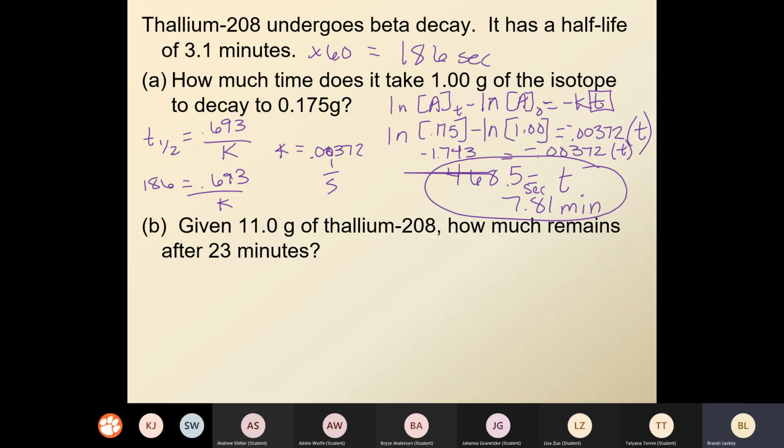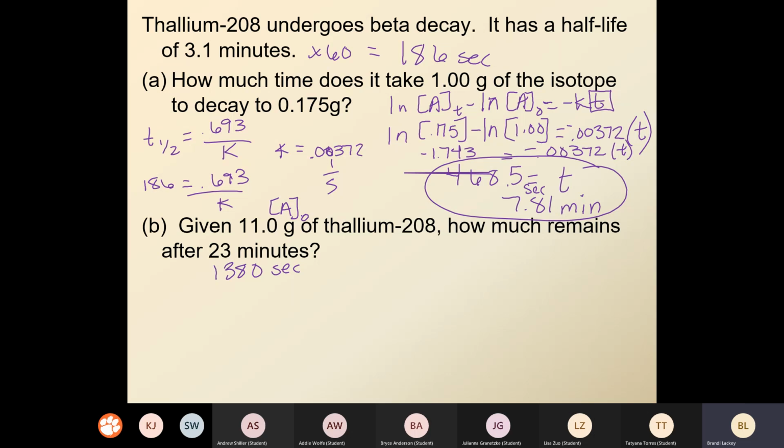Here it says, given 11 grams of thallium, how much remains? So how much is left over after 23 minutes? Remember, you have to change into seconds. So 23 times 60 is 1,380 seconds. Since we were given 11 grams, that's our A sub 0, our beginning amount. So using that, we can plug into that integrated rate law.